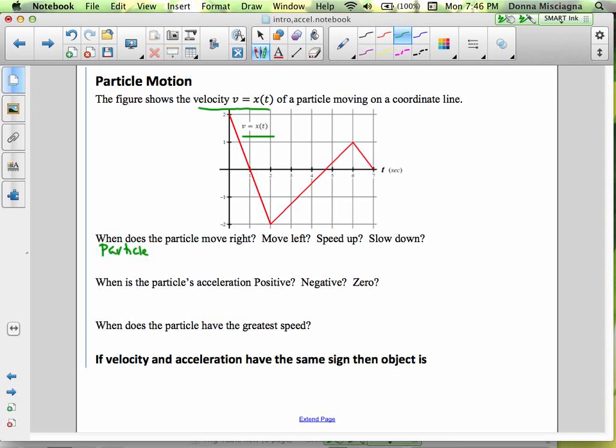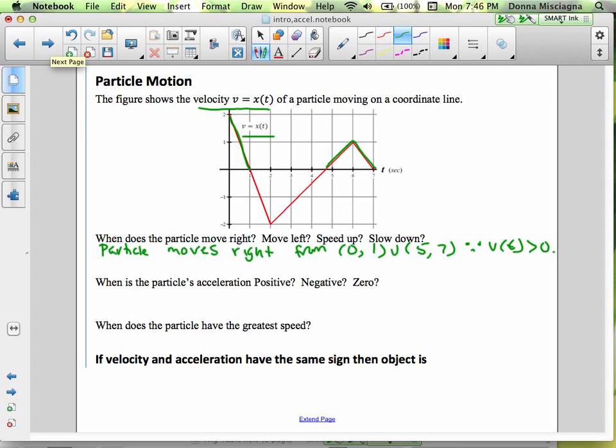So the particle moves right, and this all should be in your notes, so notice here we're moving right, and here we're moving right. All those places were above the x-axis. So from 0 to 1, and from 5 to 7, and that's because, this is a symbol for because, v of t is greater than 0, right? It's above the x-axis.